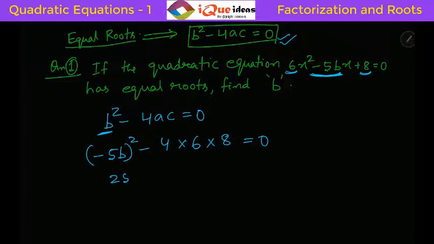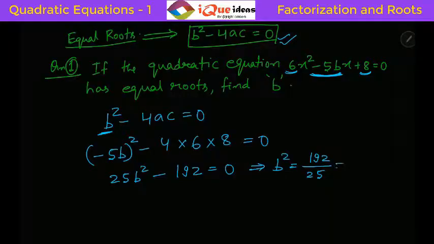So it is 25b square minus 4 into 6 is 24, 24 into 8 is equal to 192. Alright, that is equal to 0. So from here we can see that b square is equal to 192 divided by 25. Okay. Now 192 can be factorized as 64 into 3, divided by 25.